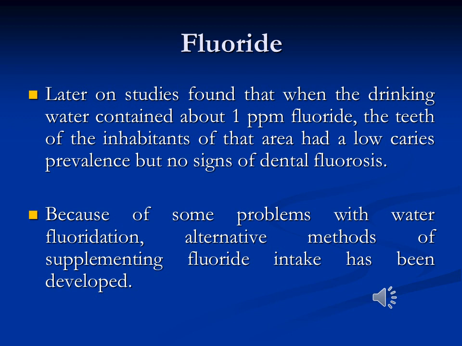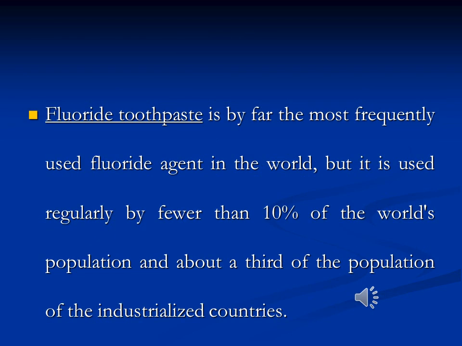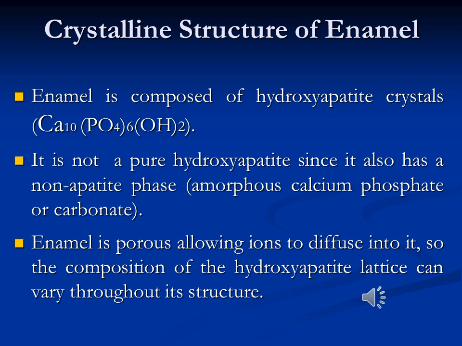Alternative methods of supplementing fluoride intake have been developed, and this will be covered more in the preventive course. One of the most common and popular ways of adding fluoride is fluoride toothpaste. It is by far the most frequently used fluoride agent in the world, but unfortunately it is used regularly by fewer than 10% of the world's population, about a third of the population of industrialized countries. So how does fluoride help in the prevention of dental caries?